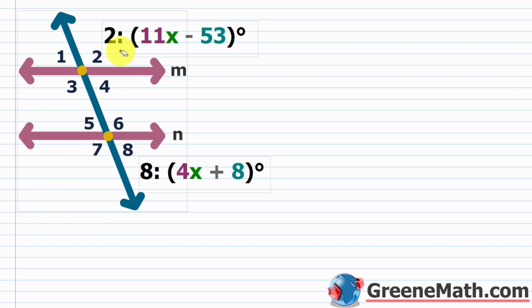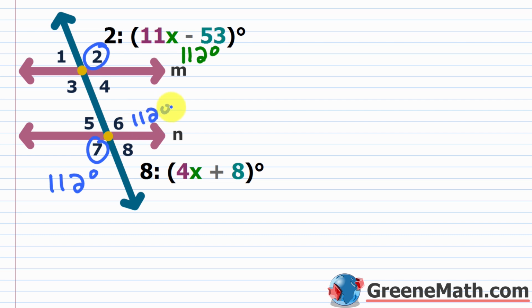So let's erase this, and we're just going to plug in 15 starting here. What is 11 times 15? That's going to be 165. And if I subtract away 53, I get 112. So I know that the measure of this angle is 112 degrees. Again, alternate exterior angles have the same measure, so angles 2 and 7 have the same measure. So this is 112 degrees here. Remember that vertical angles have the same measure. So that means that 7 and 6 have the same measure, so this is 112 degrees. 2 and 3 have the same measure, so this is 112 degrees.